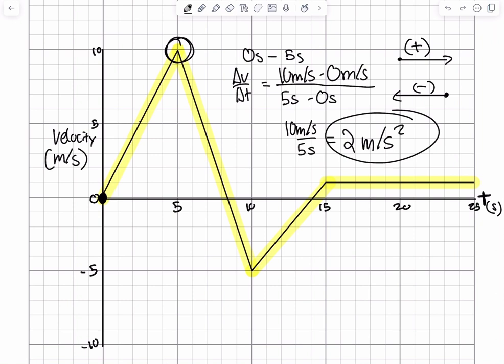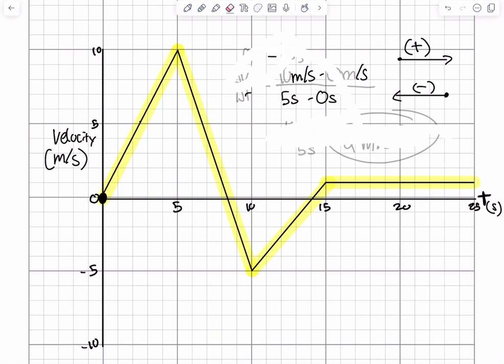So, positive velocity, positive acceleration. What does that mean? Go deep into your brain, dig out the answer. It means our object is speeding up in the positive direction, which makes sense. It goes from 0 meters per second to 10 meters per second. That makes perfect sense. Great. Now, let's go to the next section.